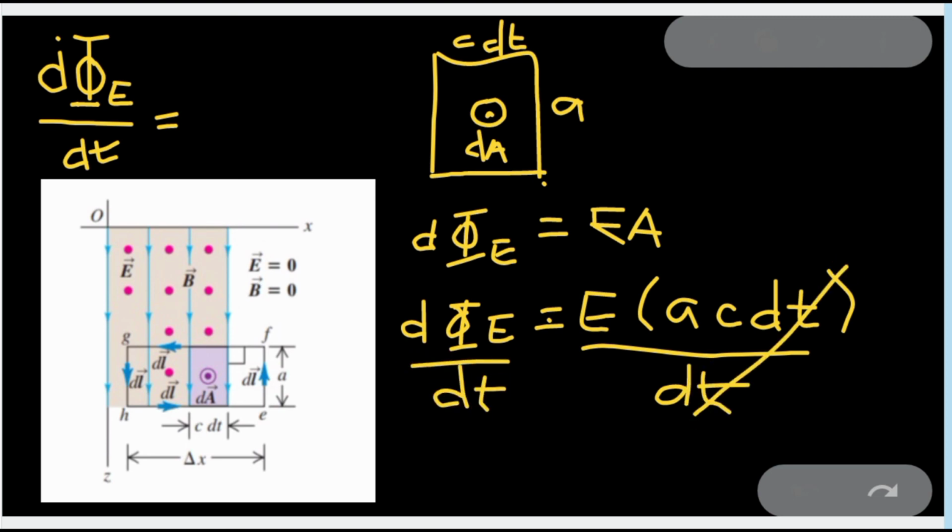Okay, we can cancel this one. So what we have now is we get E AC as R value corresponds to change over a certain period of time. So this is equal to EAC. Now that we already get the values, now we can substitute it to Ampere's law or to the Maxwell's equation.